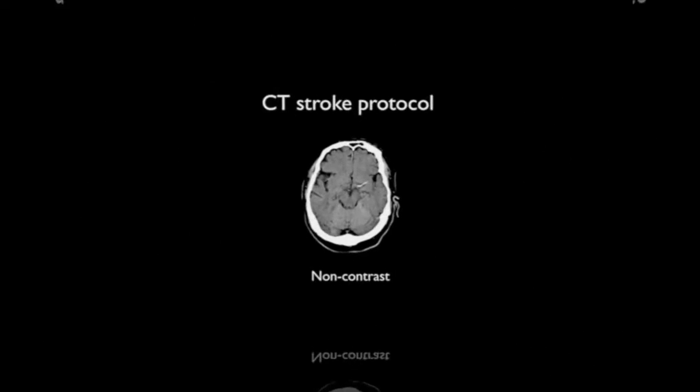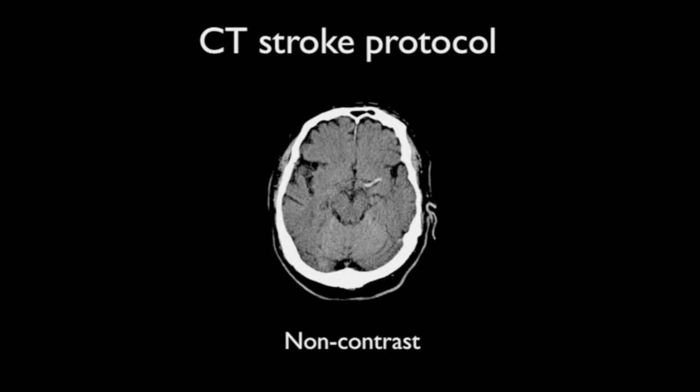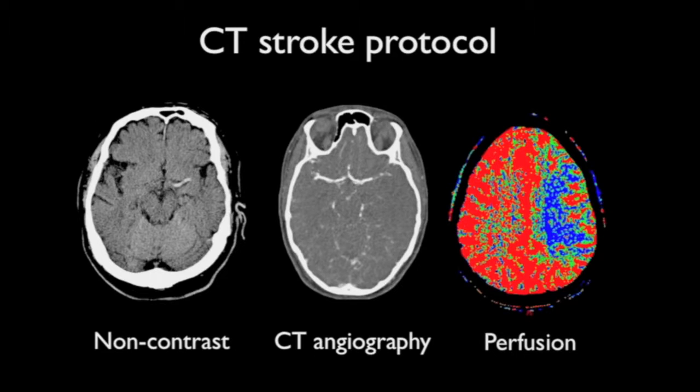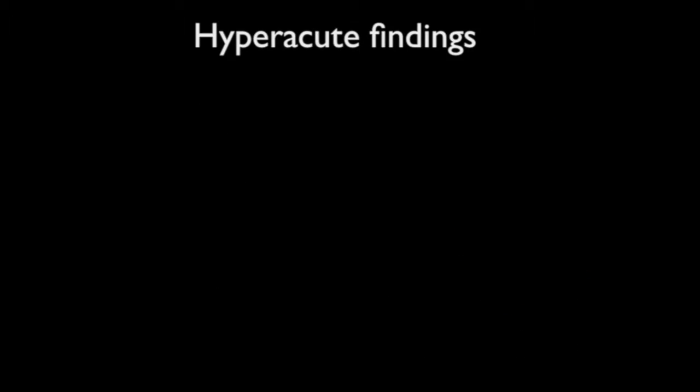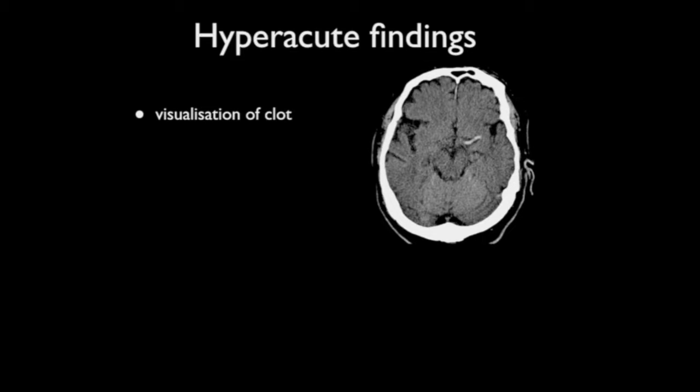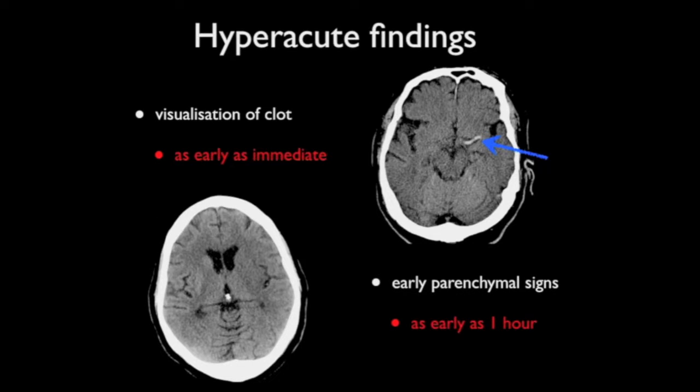The mainstay of imaging of acute ischemic stroke is a non-contrast CT brain, although increasingly in the setting of ischemic strokes this is being supplemented with CT angiography and CT perfusion. Let's focus on the hyperacute findings in ischemic stroke. This can be divided into two main sections. One is direct visualization of the clot or embolism, and this can be seen immediately, or early parenchymal changes, which can be seen as early as within 1 hour of onset of symptoms.